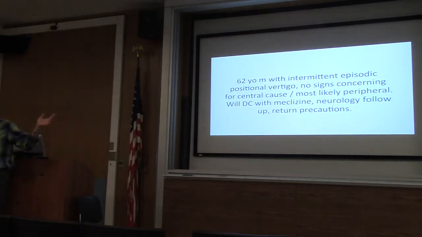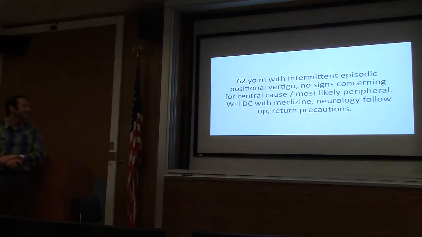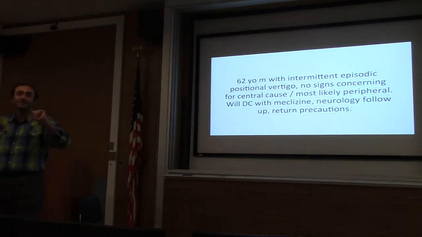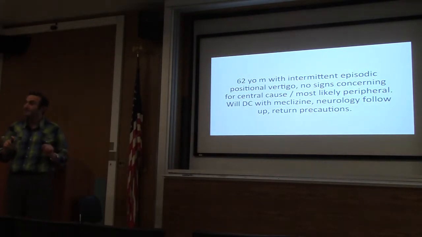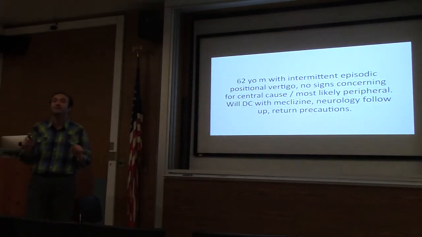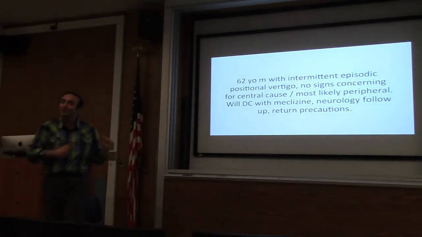Read. 62-year-old male with intermittent positional vertigo, no signs concerning for central cause, most likely peripheral, will discharge with meclizine, neuro follow-up, and return precautions. What do you think? I will take two comments on this. Concise. Who thinks this is perfect? Who thinks this is good enough? Okay. Who thinks this needs to improve?